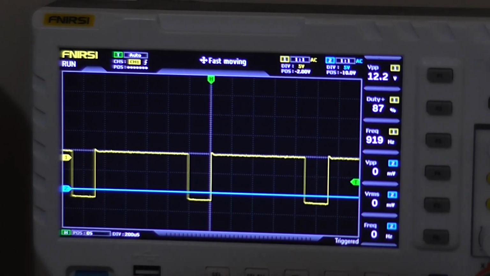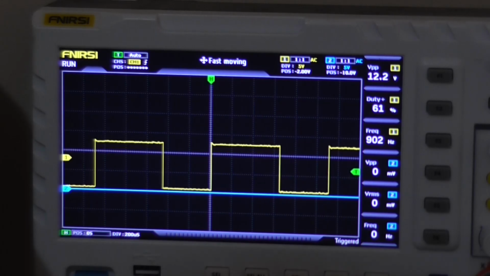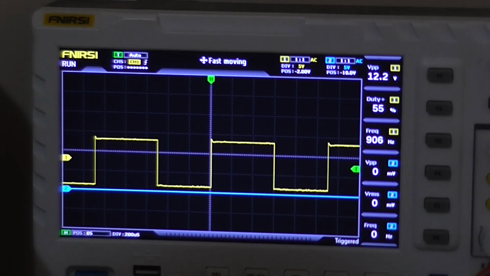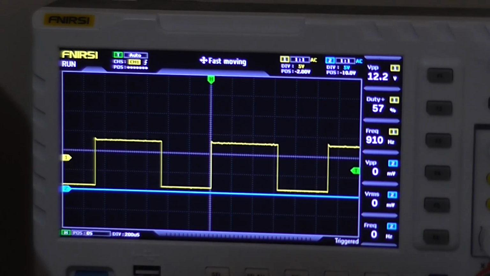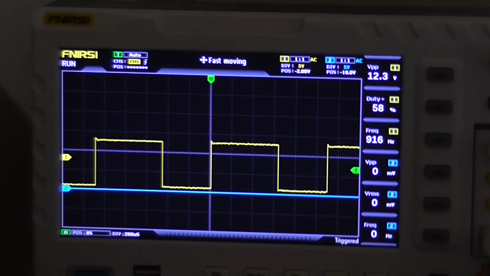If I now rotate it back the other way, we can see the PWM is actually changing. If I rotate it fully clockwise, we're now at 23% duty cycle and 969 odd Hertz. So I'll put it back in the center. It's almost 50% duty cycle.